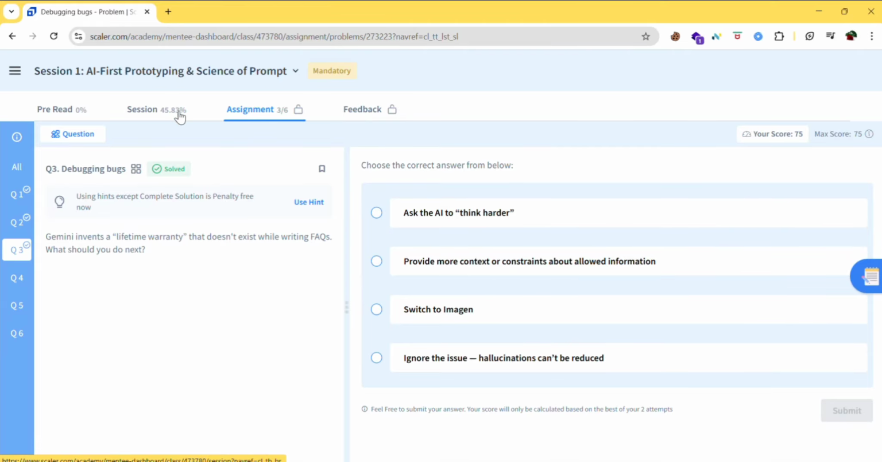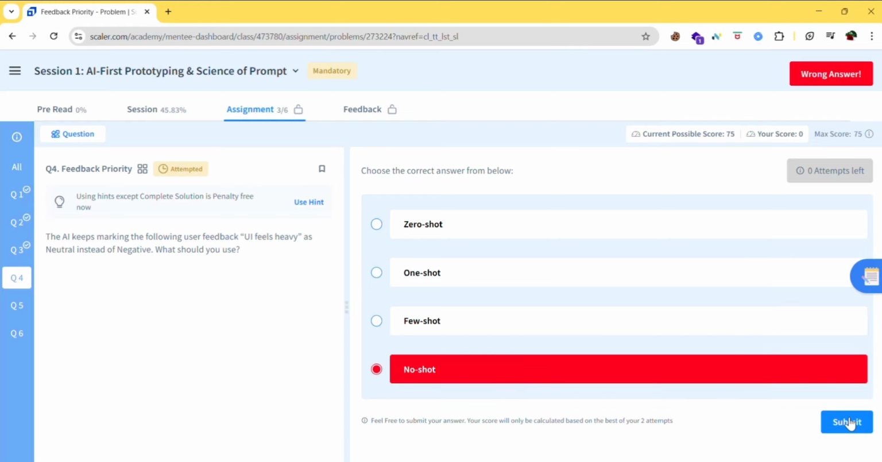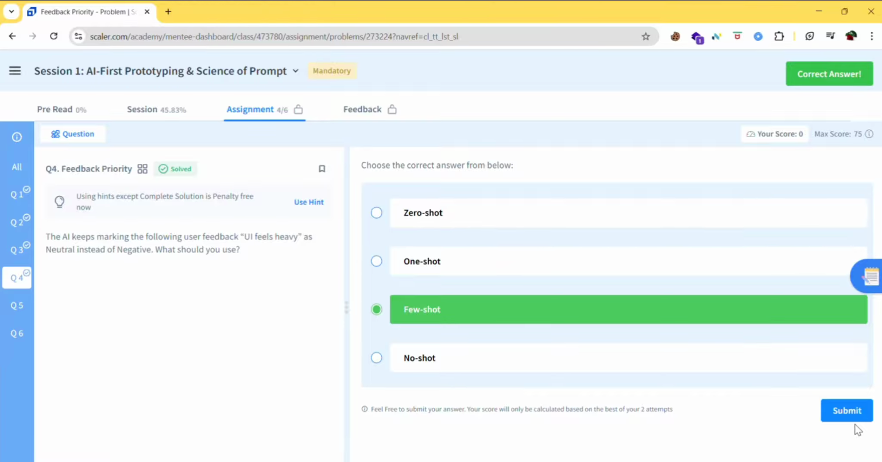Go to the next question, click on solve. The fourth question is, the AI keeps marking the following user feedback, "UI feels heavy", as neutral. So the answer is few shot, because one shot means you provide one example. Few shot means you provide multiple examples, 2 to 5 samples. No shot means giving no instruction or examples. So the answer will be few shot.